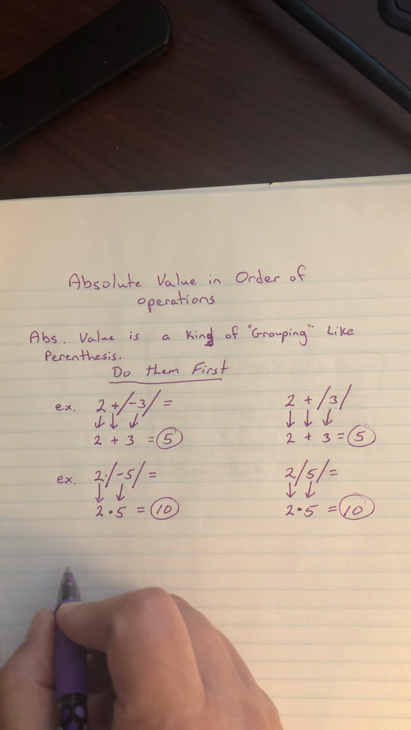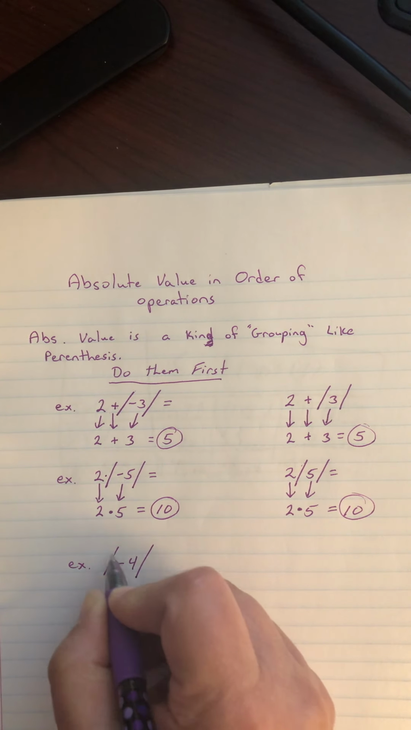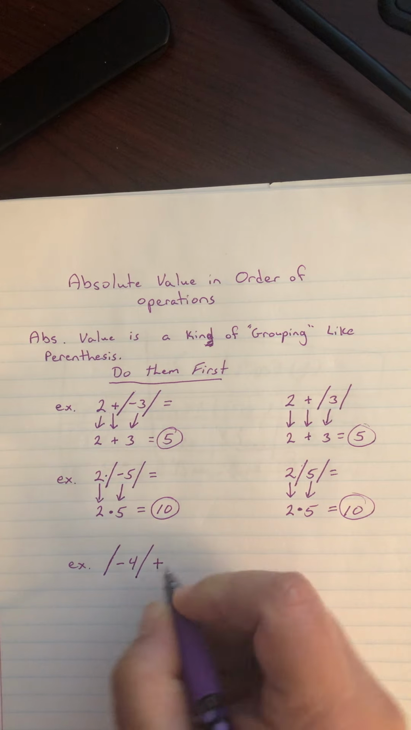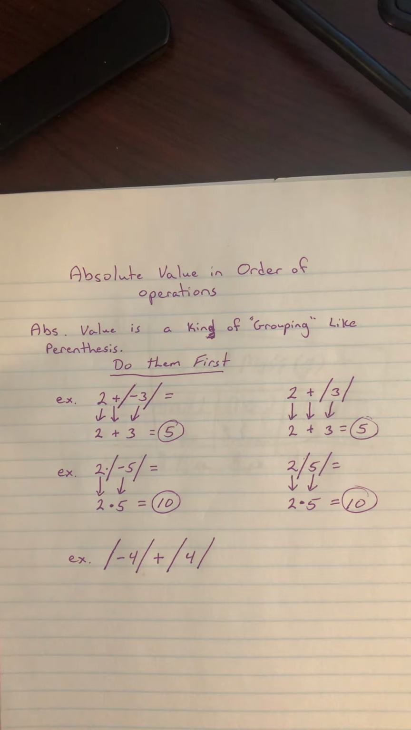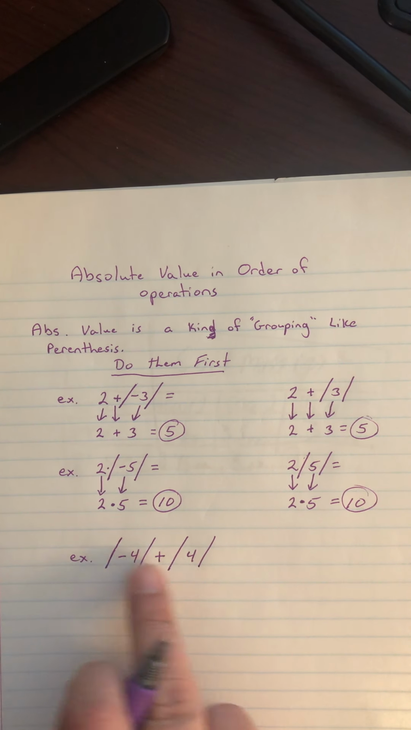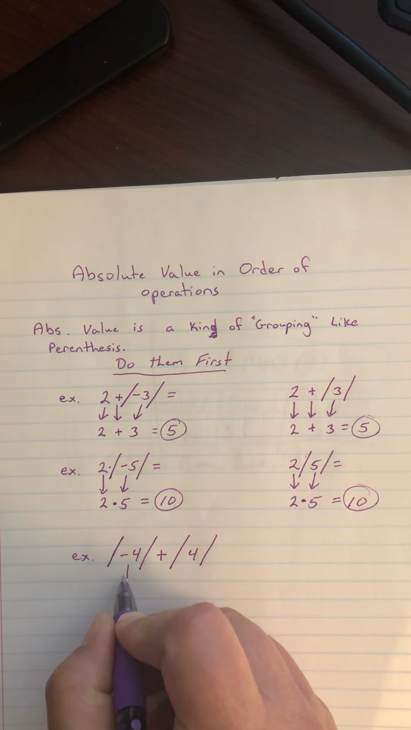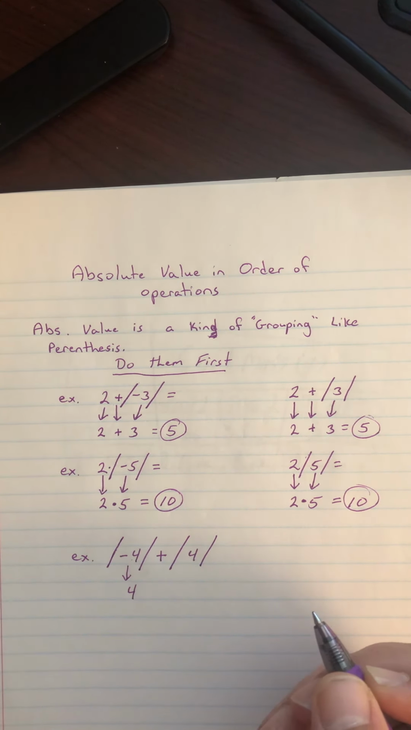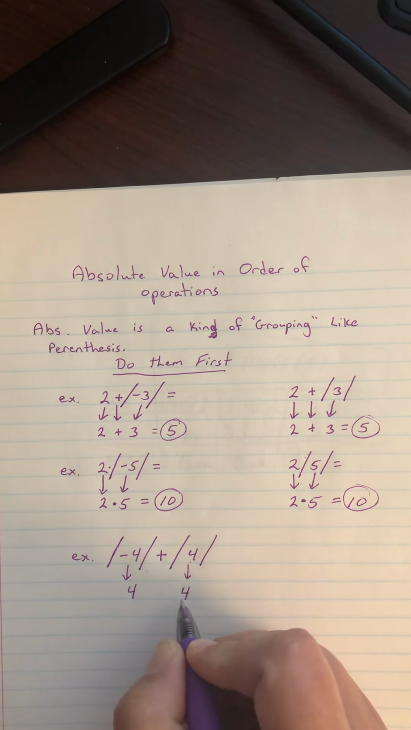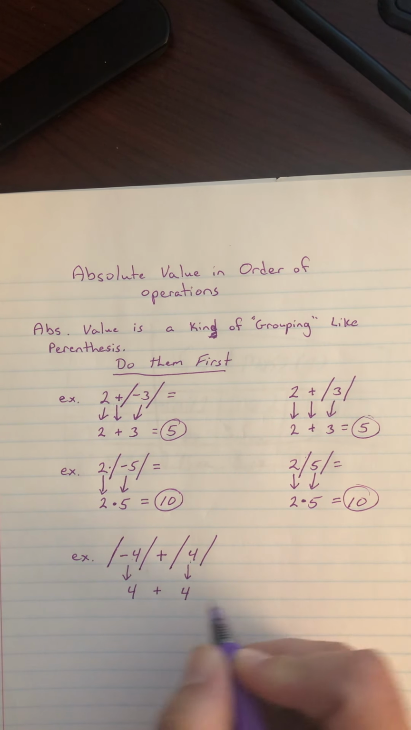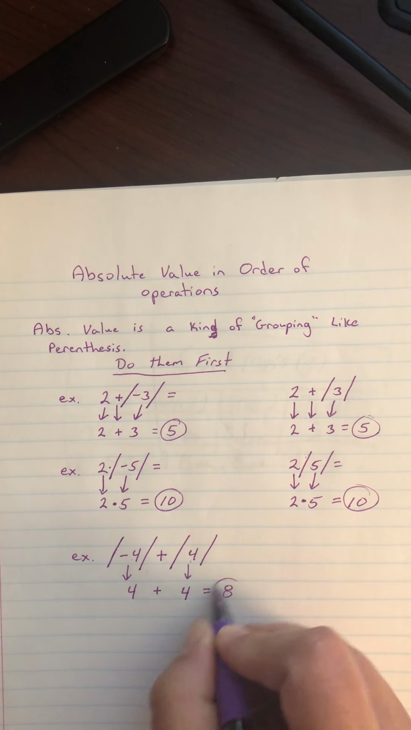Okay. And one last example. The absolute value of -4, plus the absolute value of +4. Well, I have 2 sets of bars now. Here's my first one. I'll deal with that first. -4 is 4 steps away from 0. +4 is 4 steps away from 0. I bring down my plus sign. Now I have an addition problem that I can do.